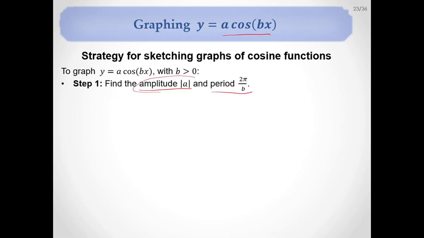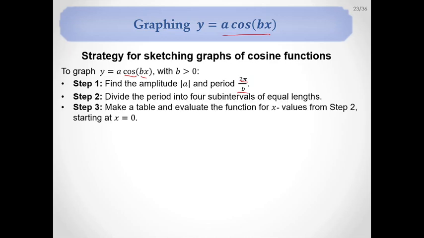Okay, where do we use the amplitude? You can check the amplitude in multiple choice questions. You can directly go ahead and eliminate the choice which doesn't have an amplitude A. Anyway, the period is 2 pi over b, and you divide it into intervals. So basically you're trying to make the points for the table.